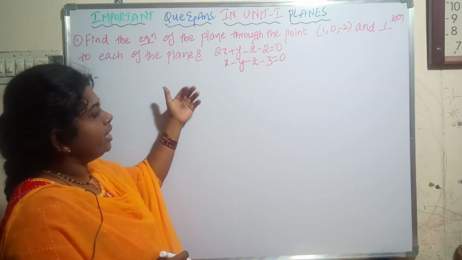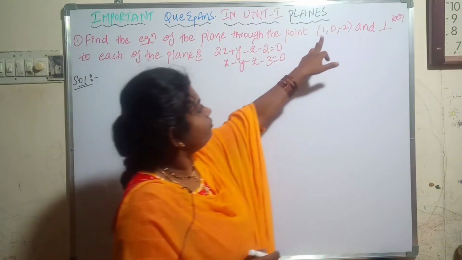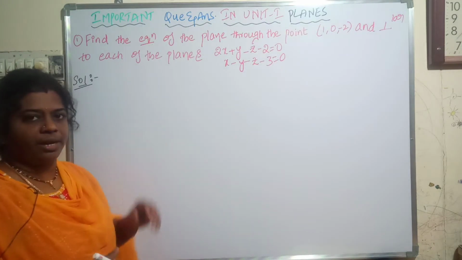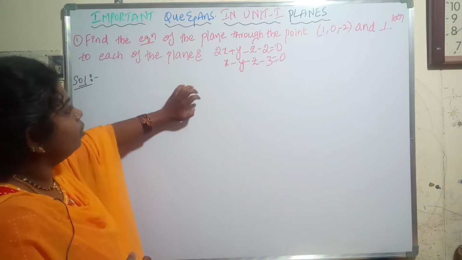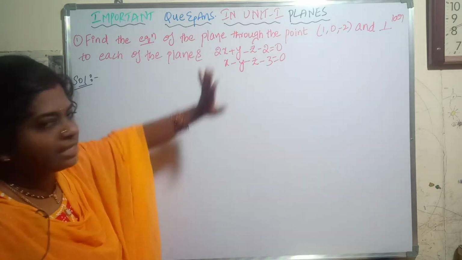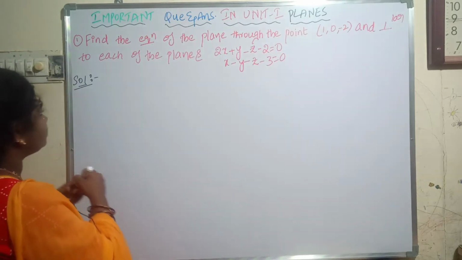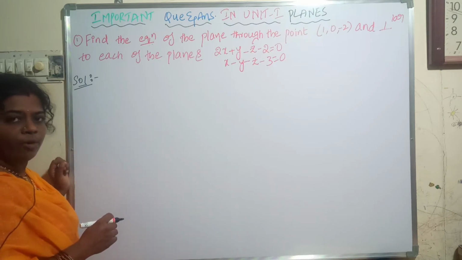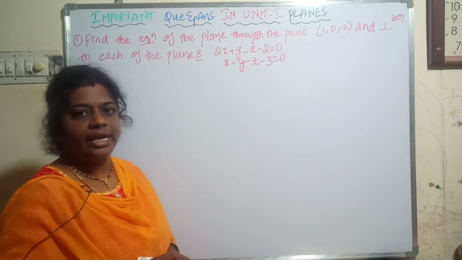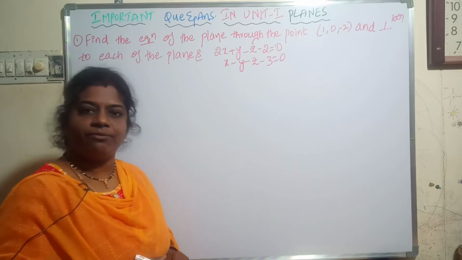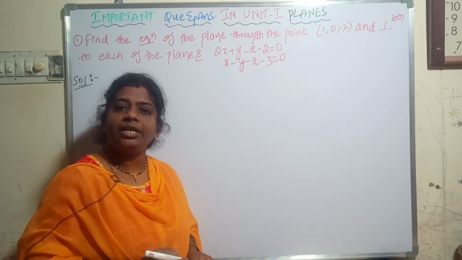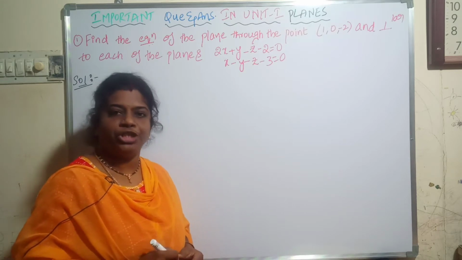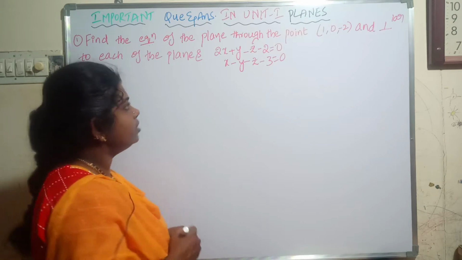In this model, if the point changes and if the plane changes, whatever it may be, the concept to do the problem is the same. They are asking to find the equation of the plane through the given point. For this, first you have to write the one point form. The formula for one point form is a(x2 - x1) + b(y2 - y1) + c(z2 - z1) = 0.